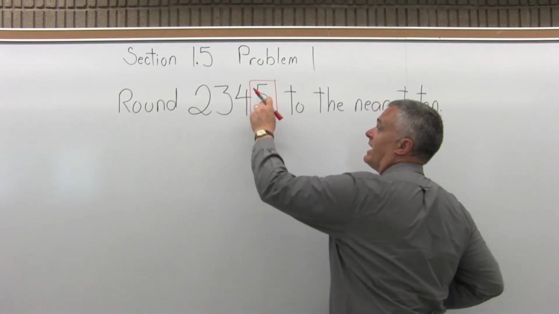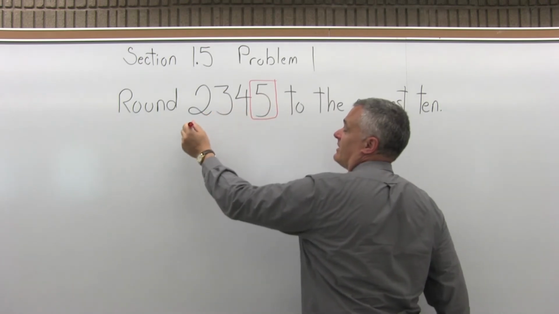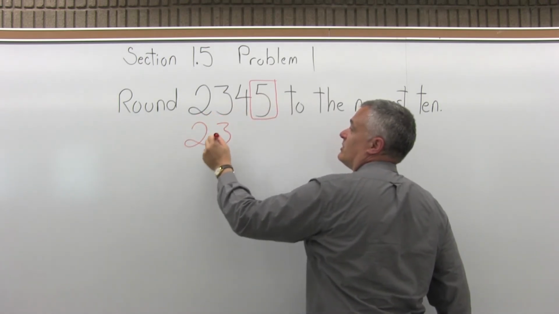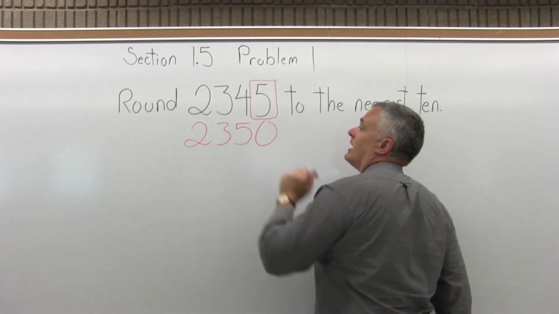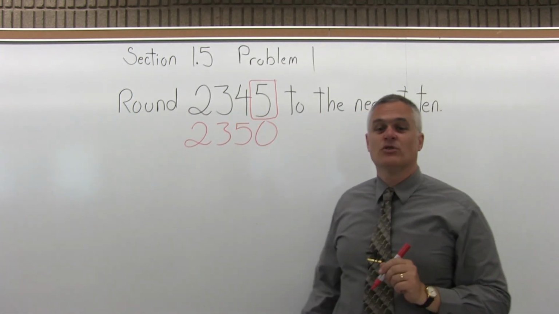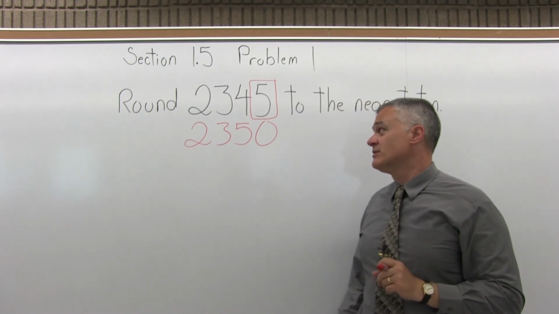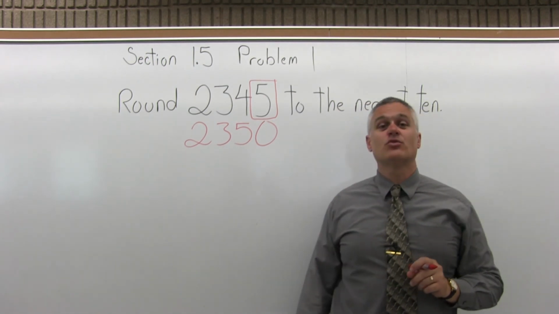So since we do have 5, 6, 7, 8, or 9, the 2 will stay, the 3 will stay, the 4 turns into a 5, and then everything after that turns into a 0. So rounded to the nearest 10, it is 2,350.